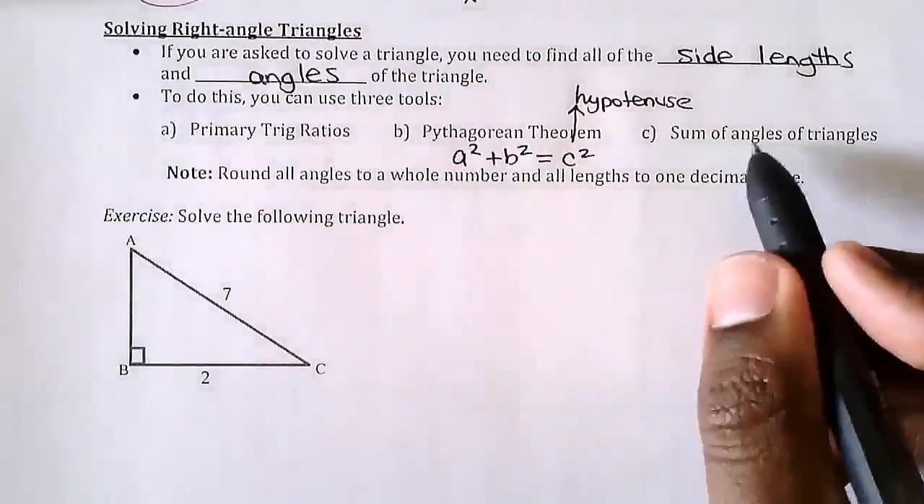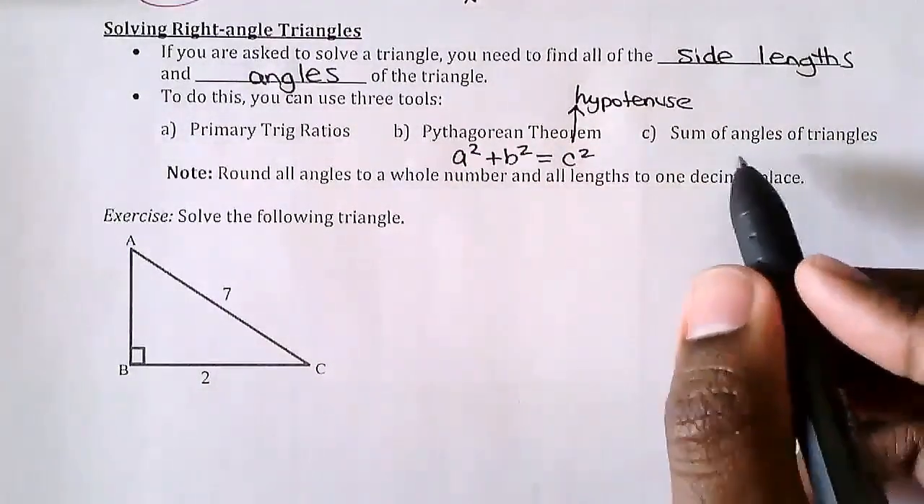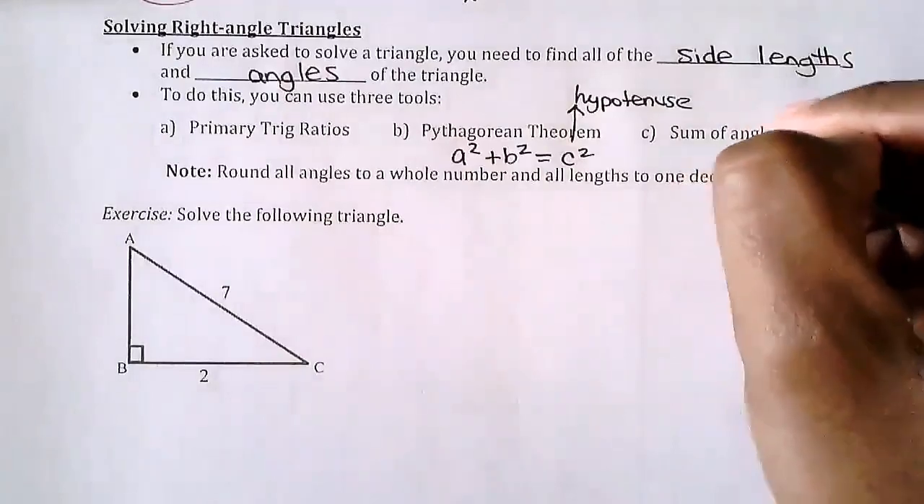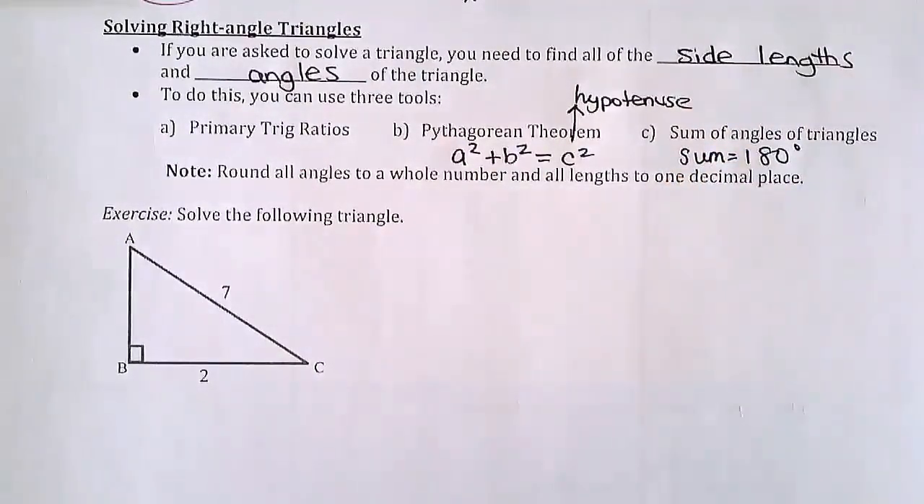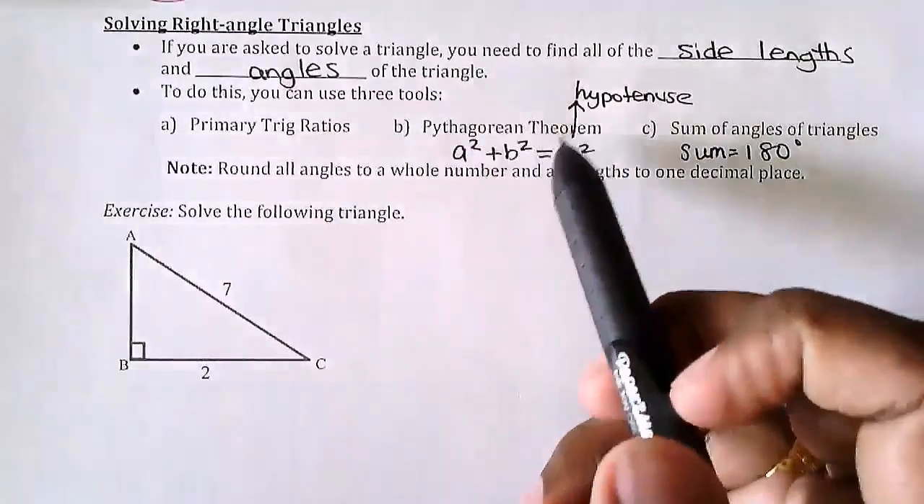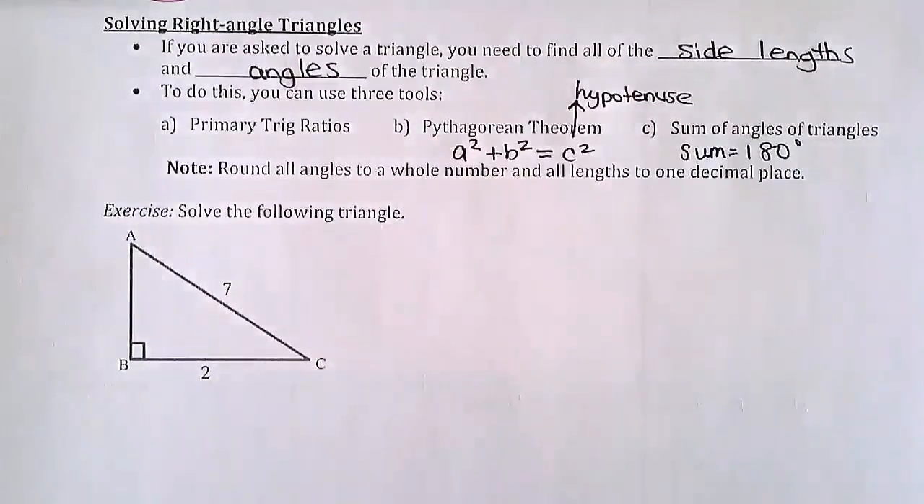And we have the sum of the angles of a triangle. We know that the three angles of a triangle will add up to give us 180 degrees. So we can use these tools, the trig ratios, Pythagorean theorem, as well as the sum of the angles of a triangle, to solve the following triangle.